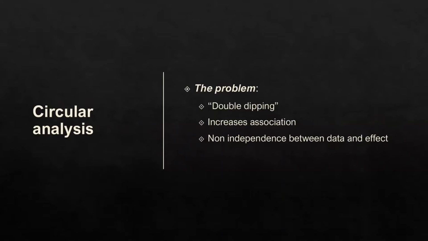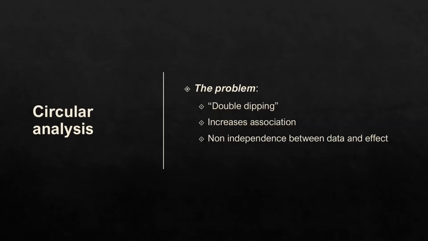Okay, so the last problem I'm going to be talking about is a little bit more complex. It's known as circular analysis, also known as double dipping. Circular analysis has the effect of increasing the apparent association between the exposure and the outcome. And broadly speaking, it occurs where there is non-independence between the criteria used to select the data and the effect of interest. It can occur in various ways.